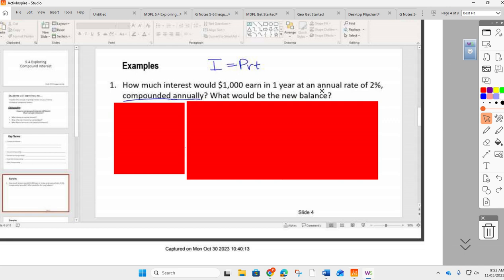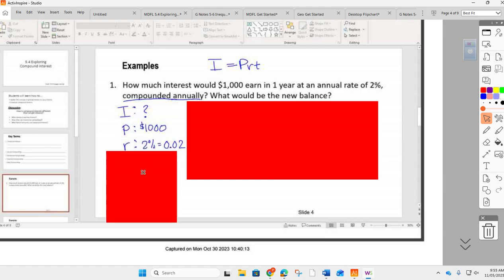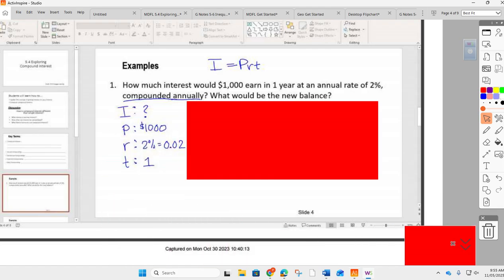Okay, so we're going to use what looks like, and is, the simple interest formula. If we invest $1,000 at a 2% rate, how much interest would we earn in 1 year, and then what would be the new balance? So we're going to identify the parts we need to plug into the formula. We've worked with this formula before.